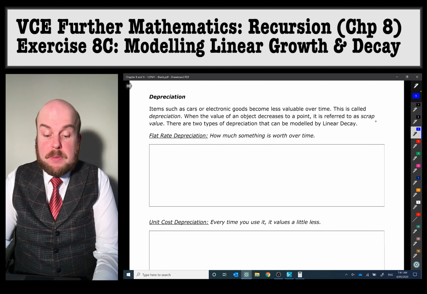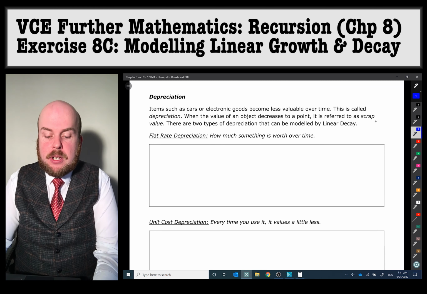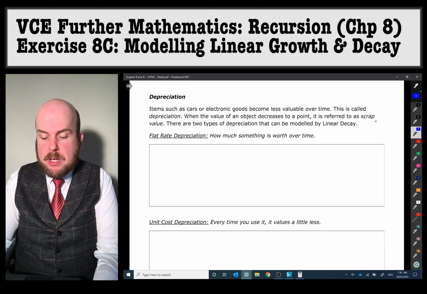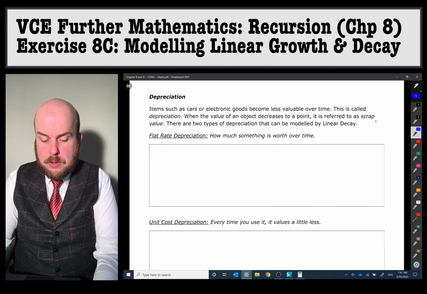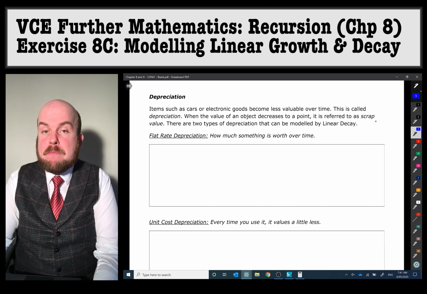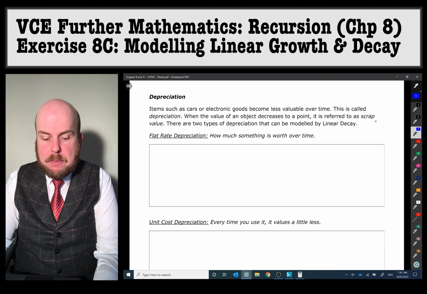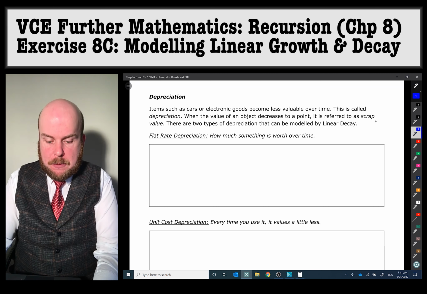Depreciation. Items such as cars or electronic goods become less valuable over time. This is called depreciation. When the value of an object decreases to a point, it is referred to as scrap value. There are two types of depreciation that can be modeled by linear decay. One of them is flat rate depreciation, the other is unit cost depreciation.